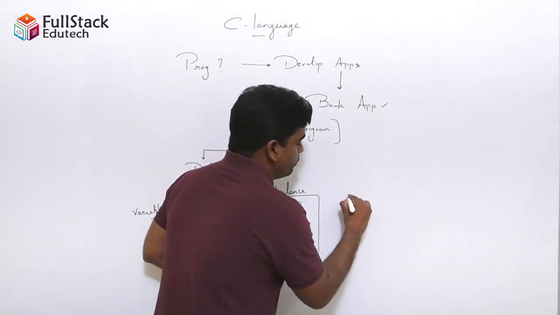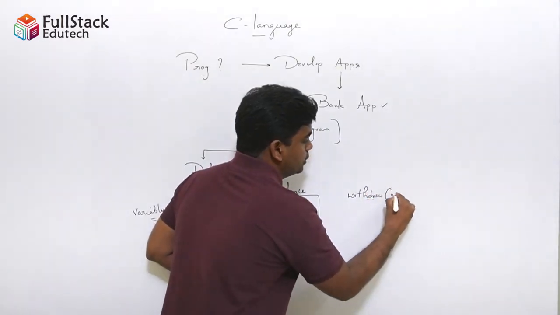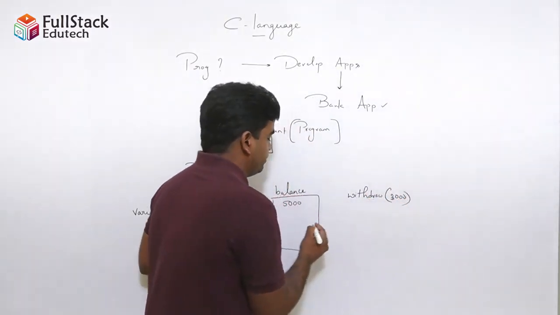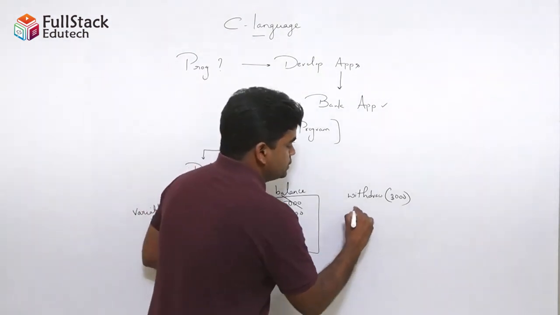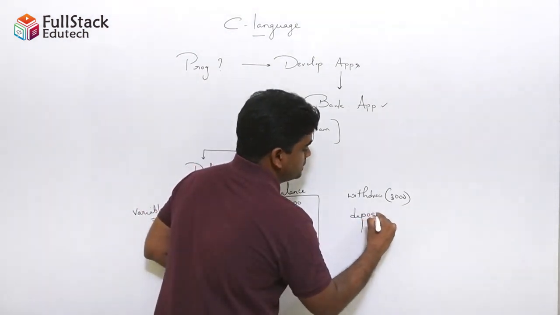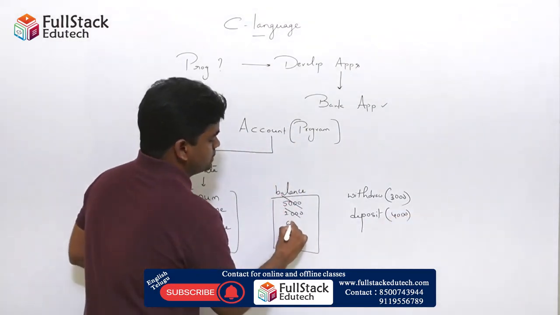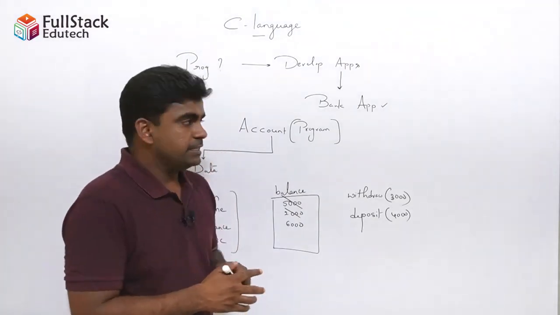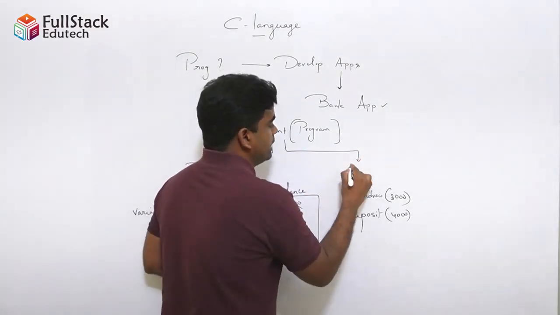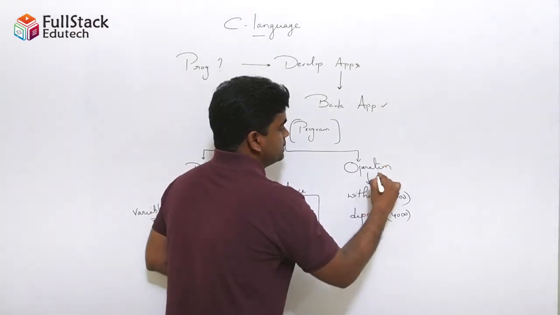We need to perform operations like a withdraw. If I withdraw 3000 rupees, then only the balance will be modified. If I want to perform a deposit operation, I deposit 4000, and it becomes 6000. If you perform any operation, then only we can modify the data. Here, these are operations we can do.